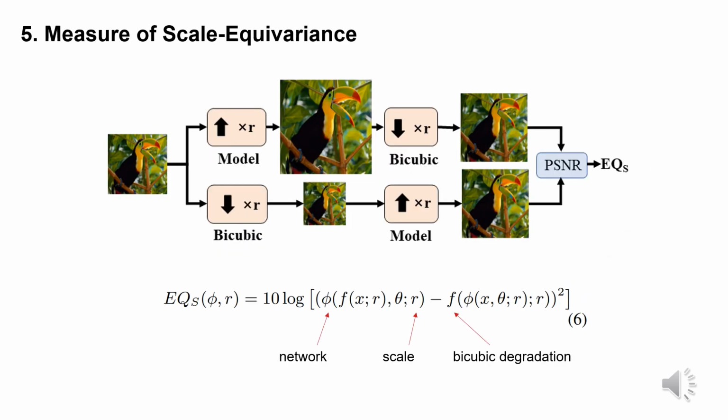The fifth problem: how to measure equivariance. Mathematically, operator G is completely equivariant to operation T if the formula GT equals TG is satisfied. Thus, we propose a measurement, defined as the PSNR between two sets of images obtained by swapping the order of upsampling and downsampling, as the metric of scale equivariance. The calculation can be formulated as equation 6.